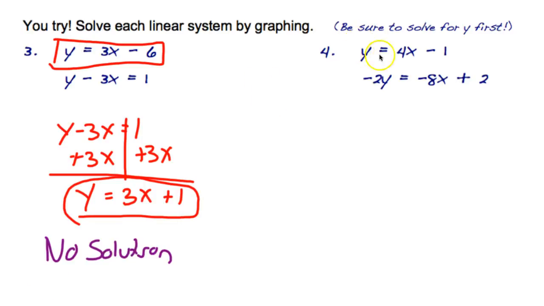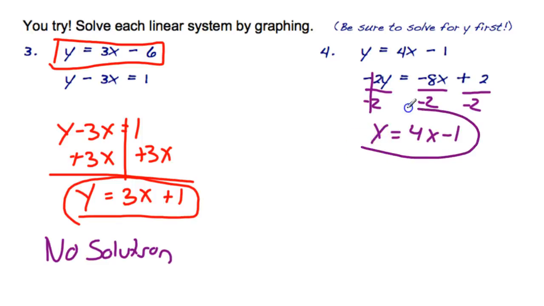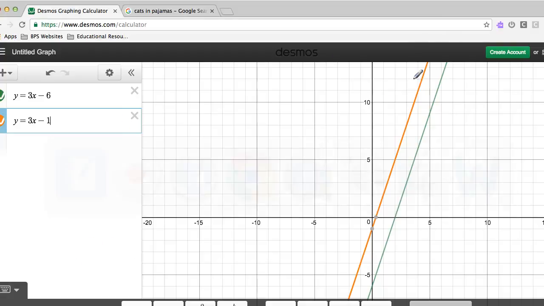Alright, let's do the second one. So we have the first one, y equals 4x minus 1. It's already solved for y, that's good. The second one, let me solve this for y. So I divide by negative 2 on each side. That cancels, so I have y equals negative 8 divided by negative 2 is 4x. 2 divided by negative 2 is minus 1. So the bottom one is 4x minus 1, and the top is 4x minus 1. It's the same thing. Right, same exact thing. You don't even have to graph it if you don't want to, but let's do it for fun.